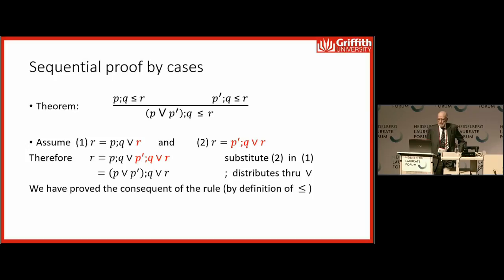So now we can prove a proof rule, sequential proof by cases, which gives you two antecedents which differ only in the first argument of the semicolon, P on one of them and P dashed on the other. And prove a simple theorem which is going to be useful. By assuming the two antecedents, we can quite rapidly prove that the new proof rule is true.